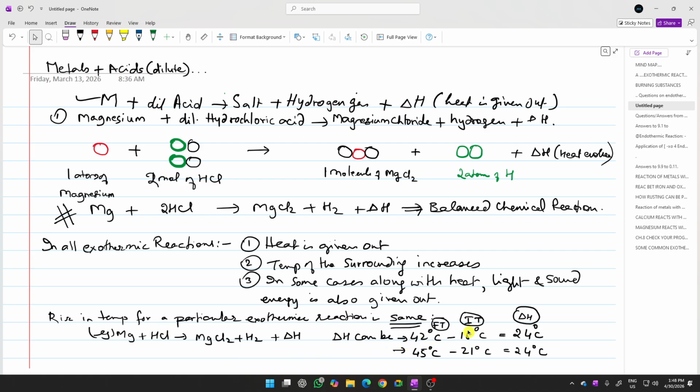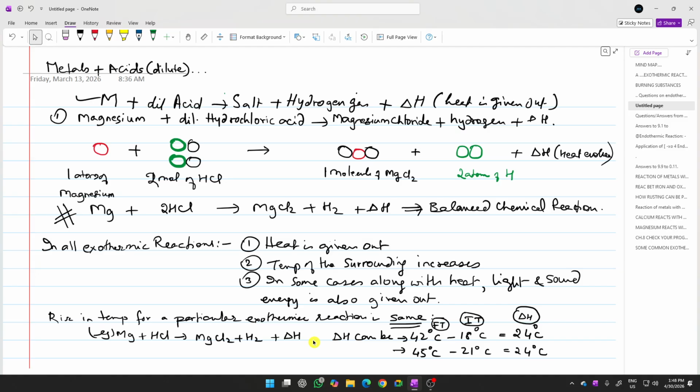Suppose in one case the initial temperature was 18 and the final temperature was 42, then the rise in temperature will be 24 degrees centigrade. In the other case, suppose the initial temperature was, instead of 18, it was 21, then automatically you will find that the final temperature, that is on the completion of the reaction, will come to 45 degrees centigrade. So 45 minus 21, again 24 degrees centigrade. So what is indicated here is that the rise in temperature will always remain the same for a particular reaction. In this case, this is that reaction.